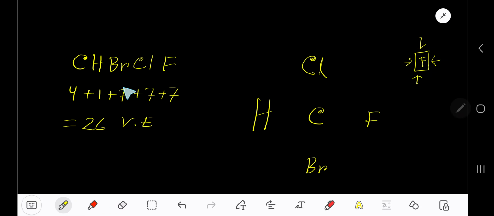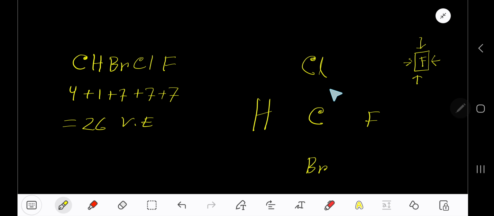Bromochlorofluoromethane Lewis dot structure. Carbon has 4 valence electrons, hydrogen has 1, bromine has 7, chlorine has 7, fluorine has 7. So if you add them, you get 26 valence electrons in total. These 26 valence electrons have two tasks at the same time.